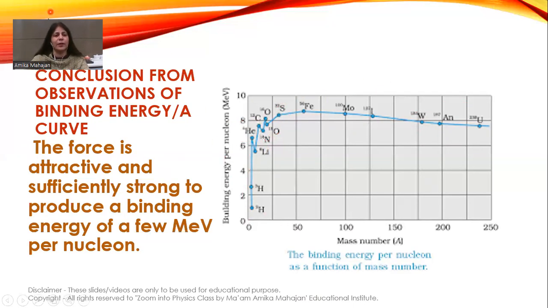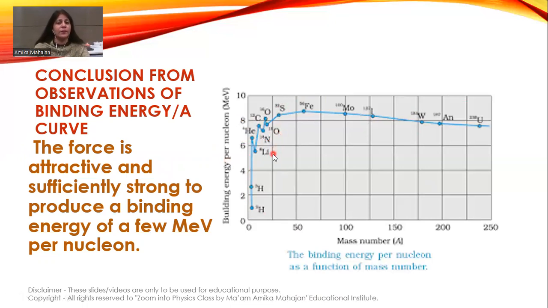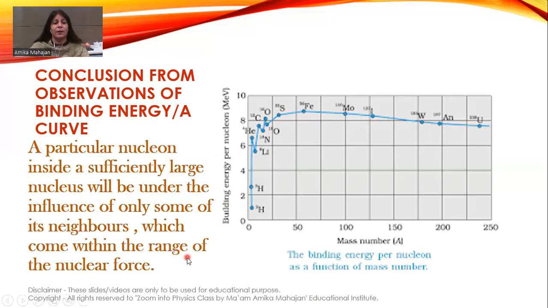Now, what conclusion we can draw from this curve? First, the force between nucleons is attractive and it is sufficiently strong and it produces a binding energy of a few mega electron volt per nucleon. A particular nucleon, in case of sufficiently large nucleus, will be under the influence of many nuclei, but only nearest neighbor will have impact on it, which come within the range of nuclear force.